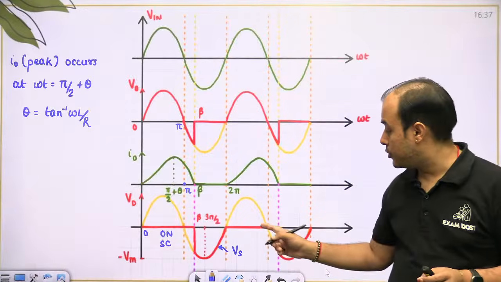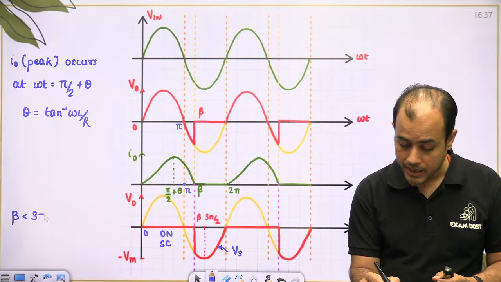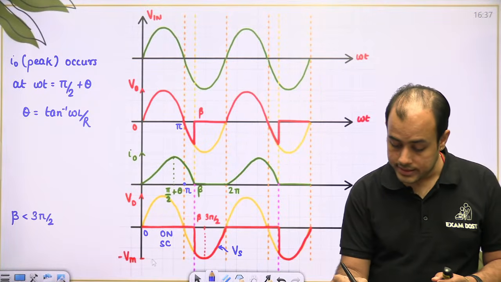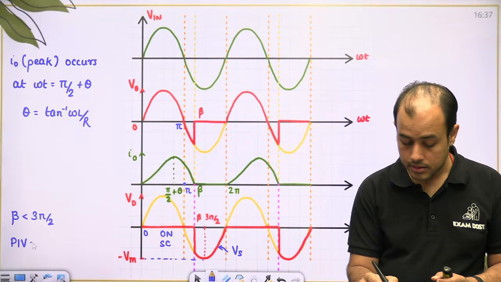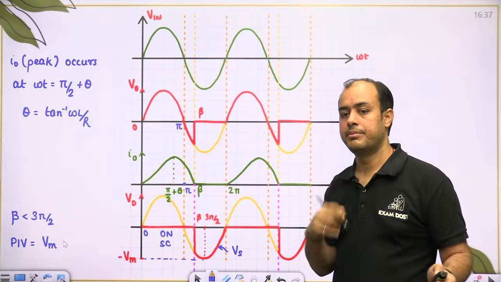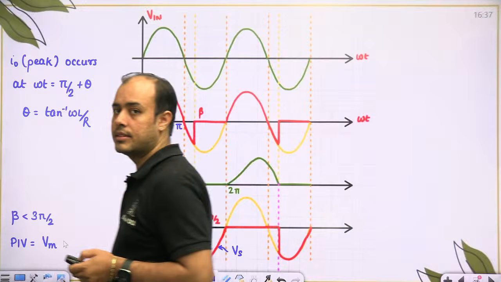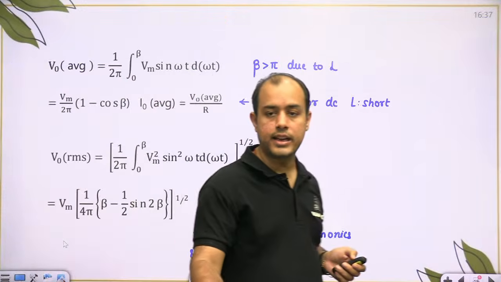Now beta, if you see, I have taken beta less than 3 pi by 2. So I can say the PIV will be VM. The maximum negative voltage will be VM. Is that clear beta? ये सभी को समझ में आया यहां तक? बताओ जल्दी से. क्लियर हुआ?